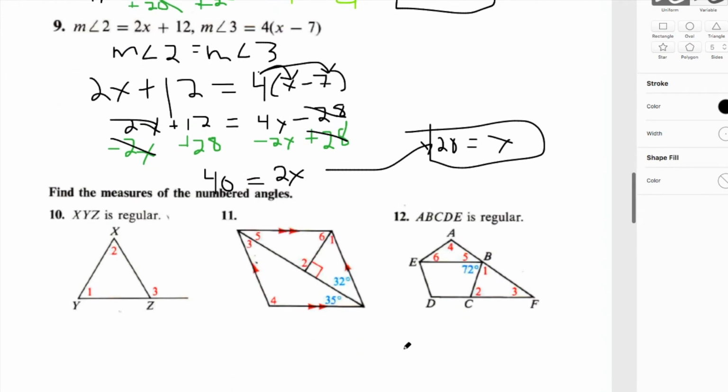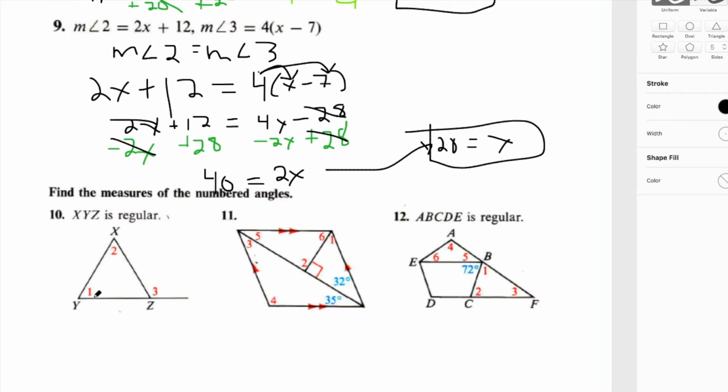All right, well, Reuben, let's keep going here. Find the measures of the numbered angles. All right, let's do this. Find the measure of the numbered angles. XYZ is regular. Oh, heck yeah. Regular figure, okay? So that's a regular 3-sided figure if they're giving you 3 vertices. So we know that that's going to have to be a triangle, right? Triangle. We have an equilateral triangle right here.